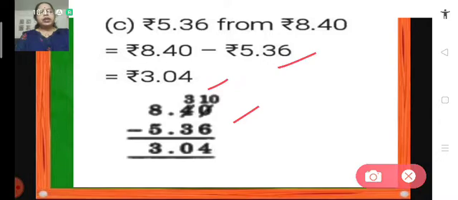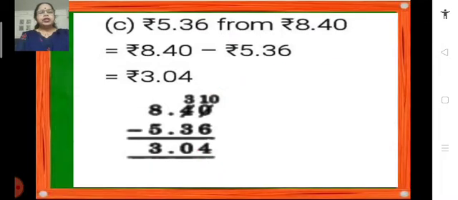So, 1 we can borrow from tenths and it becomes 10. So, 10 minus 6 becomes 4. Now, in tenths we have 3. So, 3 minus 3 becomes 0. Then we put the decimal point, move on to ones place. In ones we have 8. So, 8 minus 5 becomes 3. So, the answer we get is 3.04.